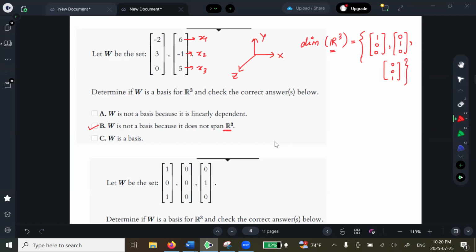W is not a basis because it does not span R cube. Is it linearly dependent though? That's when you check. How do you check? You augment it, 6, -1, 5, augmented with zeros. And if I get one solution, yes, it's linearly independent. But in this case, I will never get one solution. Why?